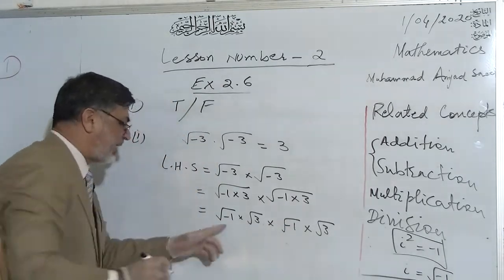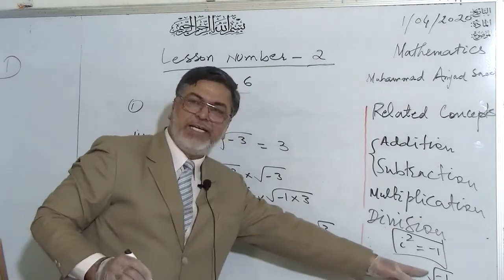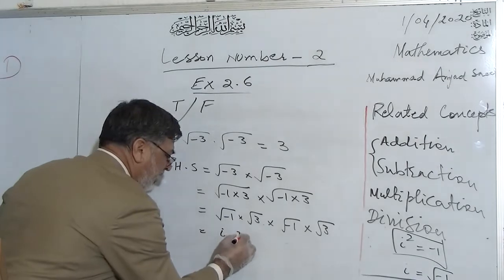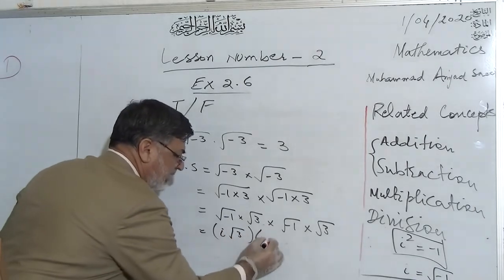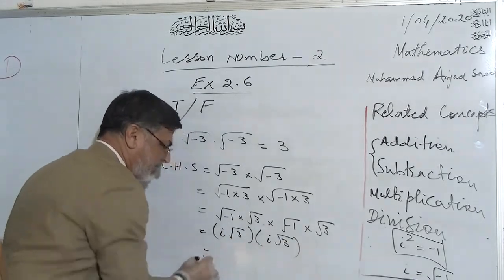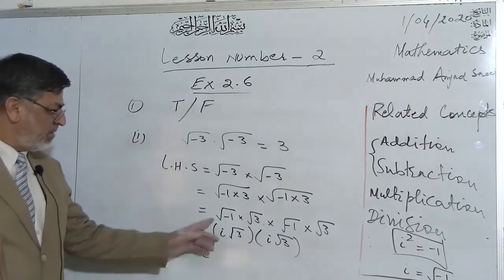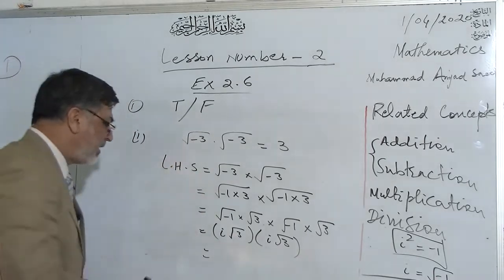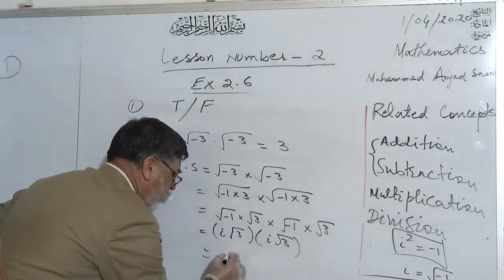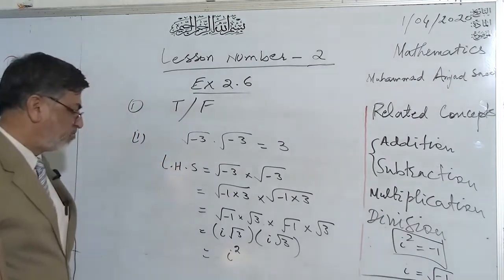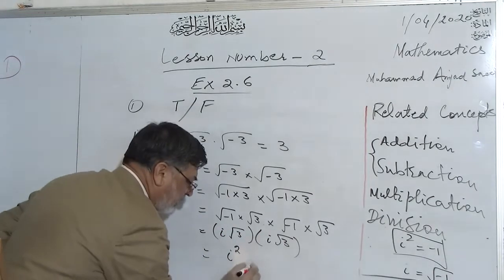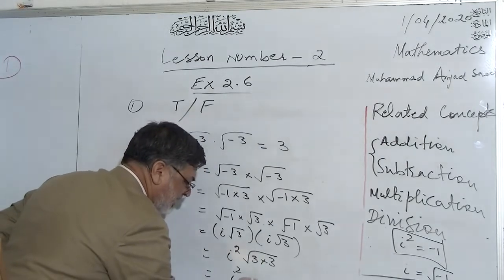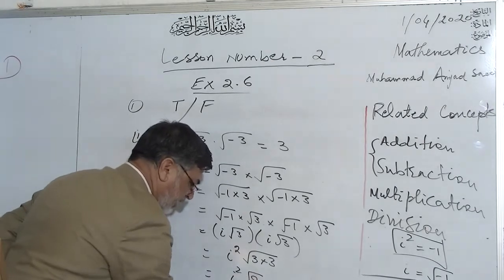Here, what about -1 under root? Look at this idea: iota. That is iota into 3 under root. You know that iota and iota multiply to get iota square, and 3 under root and 3 under root are multiplied in this way: iota square into 9 under root.